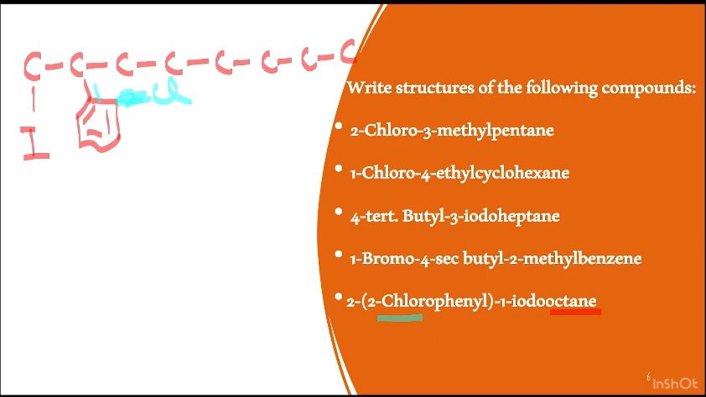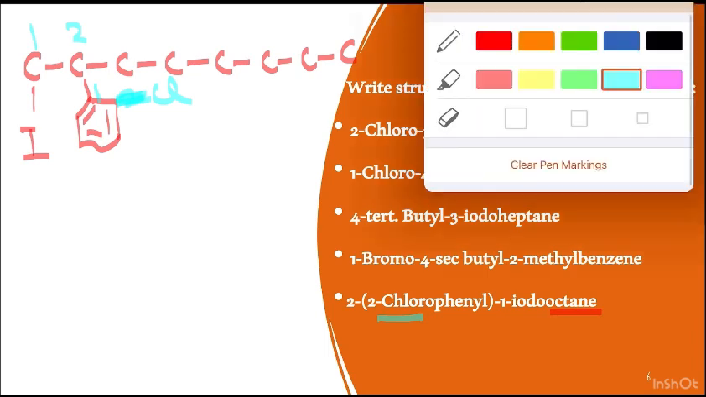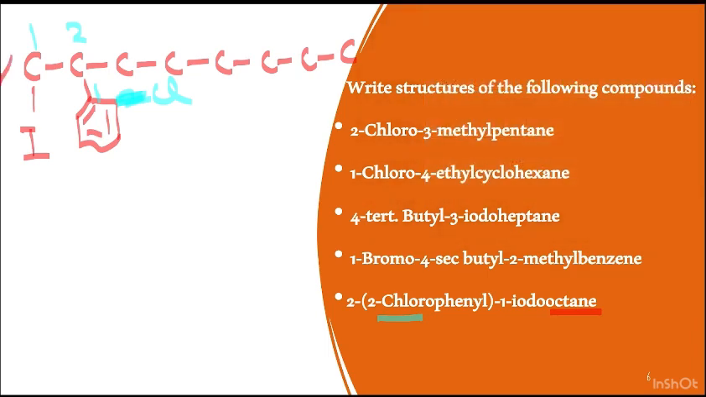This becomes 1, 2-chlorophenyl, 1-iodooctane. And now this is a single bond. Now you can complete the 4 bonds of each carbon by putting hydrogens. CH3, CH2. So this completes the structure.